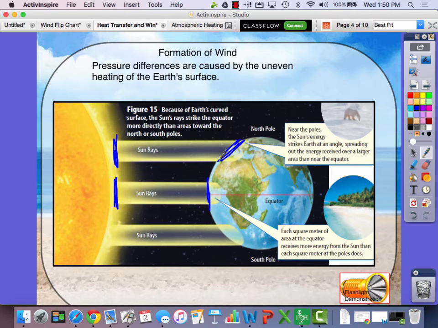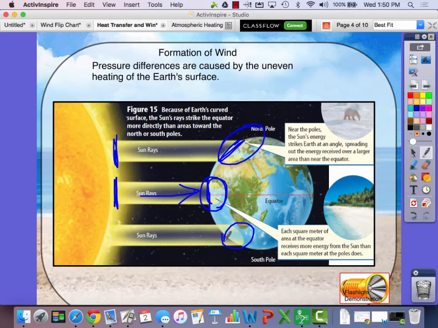So what happens is it takes longer for the sunlight to reach the poles, so it's a little bit colder. Plus, it's going at an angle, so it's not going to be as strong at the poles instead of that direct sunlight that we have here at the equator. So it's much warmer here at the equator than it is at either the North or the South Pole. Well, you should know that from 2nd grade. You should remember that, okay?